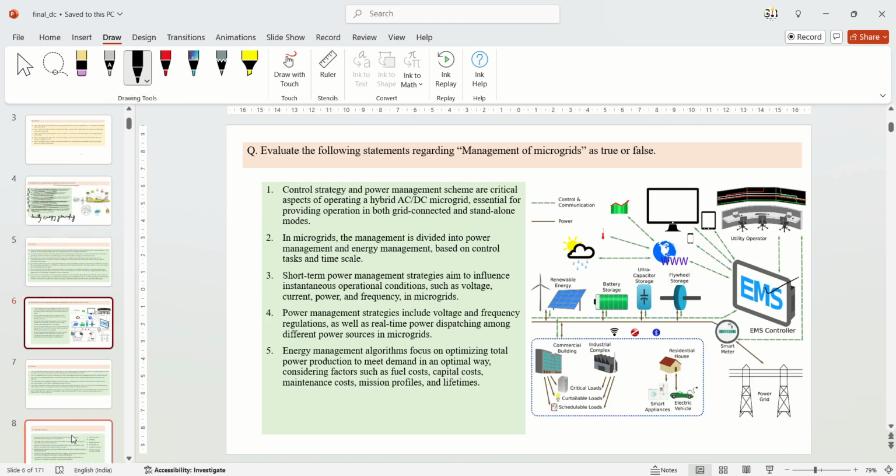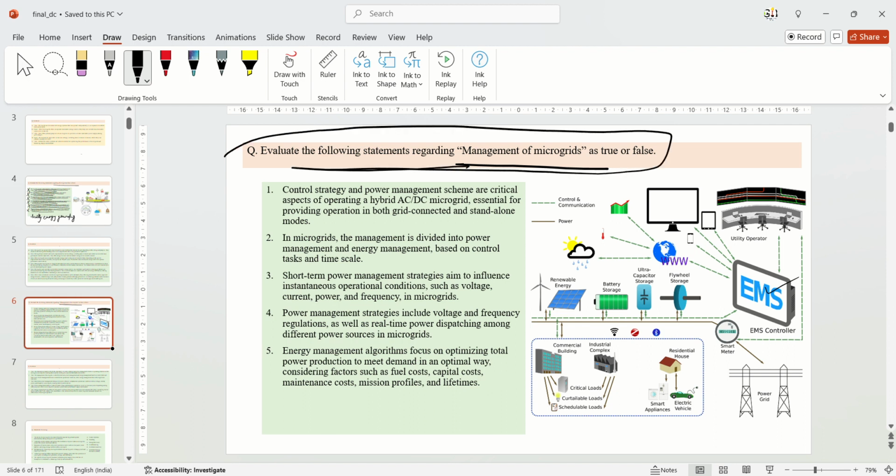Okay. Here the question is related to the management of the microgrid, how it is going to be managed during the operation of the microgrid. Here I have put five statements. You have to tell me which statements are true and which statements are false. I'm giving you a few minutes to solve this question.